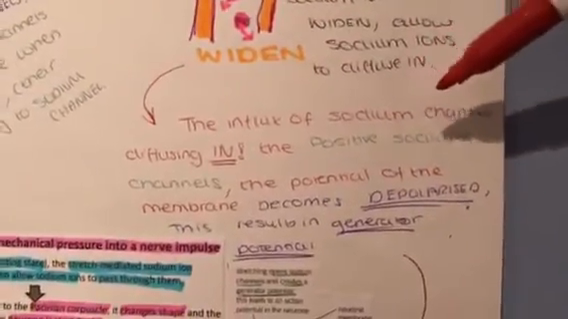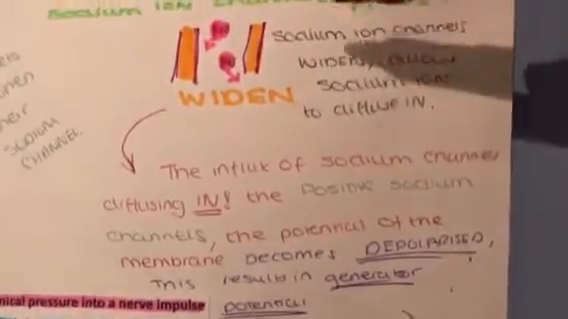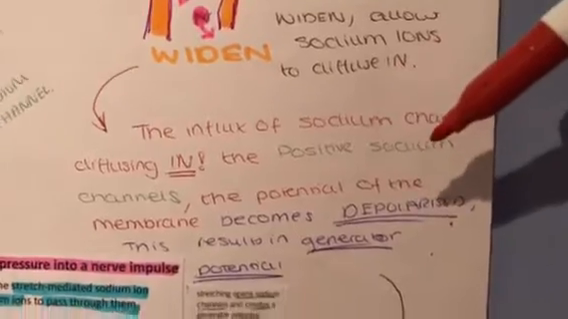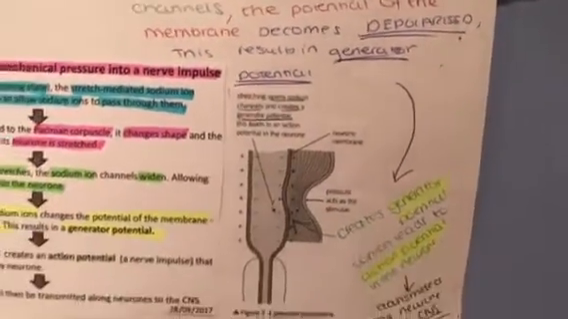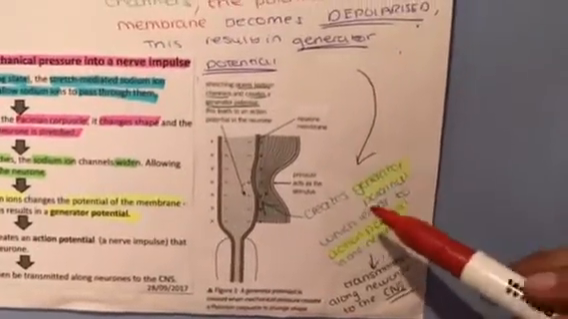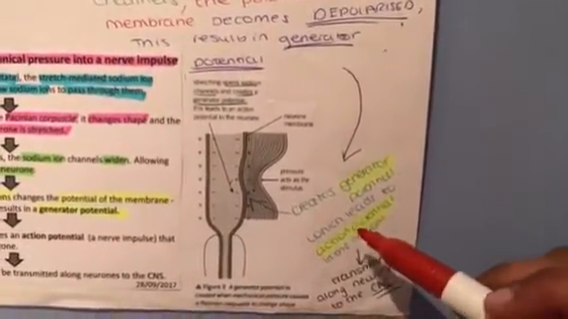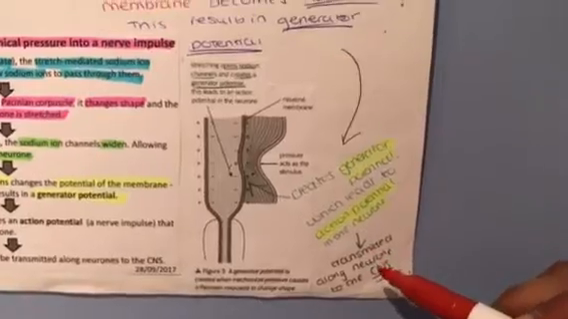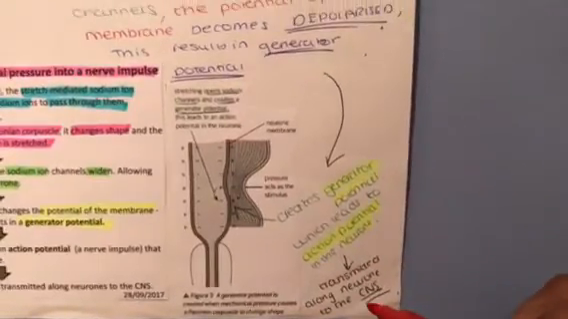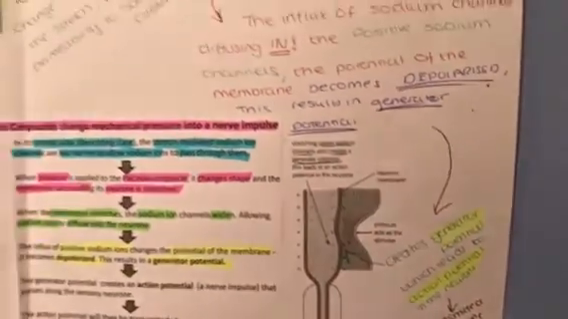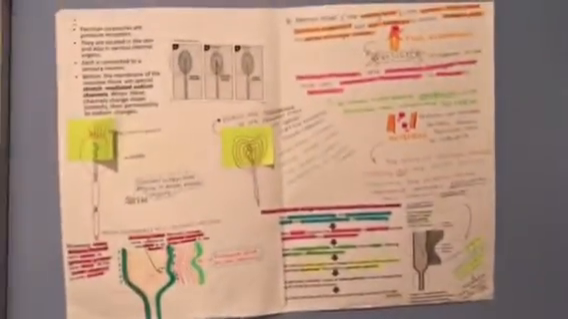The influx of the positive sodium ions diffusing in makes the membrane depolarized. This results in a generator potential, as we can see here. And this generator potential leads to an action potential in the neuron. So this is transmitted along to the central nervous system. So that is about everything about the Pacinian corpuscle.